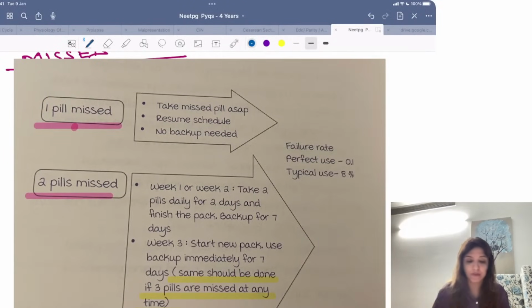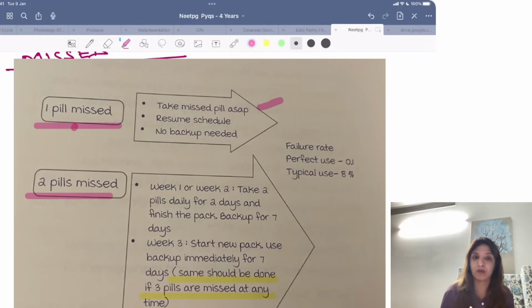If one pill is missed, then in that case, whenever the female remembers, she is going to take the missed pill, she's going to resume her schedule and she's not going to take any backup method. That is if one pill is missed.